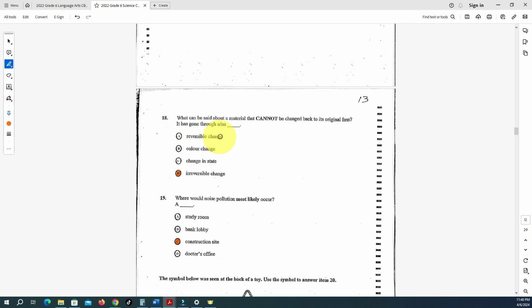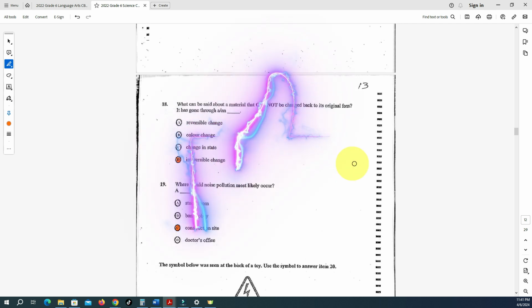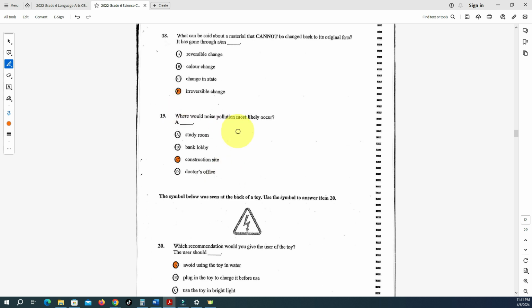What can be said about a material that cannot be changed back to its original form? It has gone through a what? Reversible. Reversible mean it can come back. Color change? No, we can't change color. Change in state? Not really, right? And irreversible change, I would say irreversible. It can't come back. Where would noise pollution most likely occur?